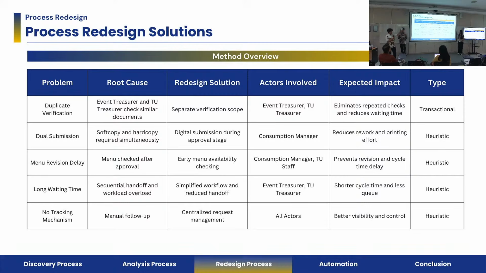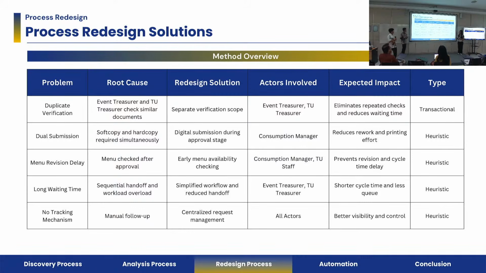So we discussed 5 problems. The first one is duplicate verification. The event treasurer and administrative treasurer check similar documents. We separated the verification scope, so it eliminates repeated checks and reduces waiting time. The second one is dual submission. Before, soft copy and hard copy were required to be submitted simultaneously. Now there is only digital submission during the approval stage, so it reduces rework and printing effort.